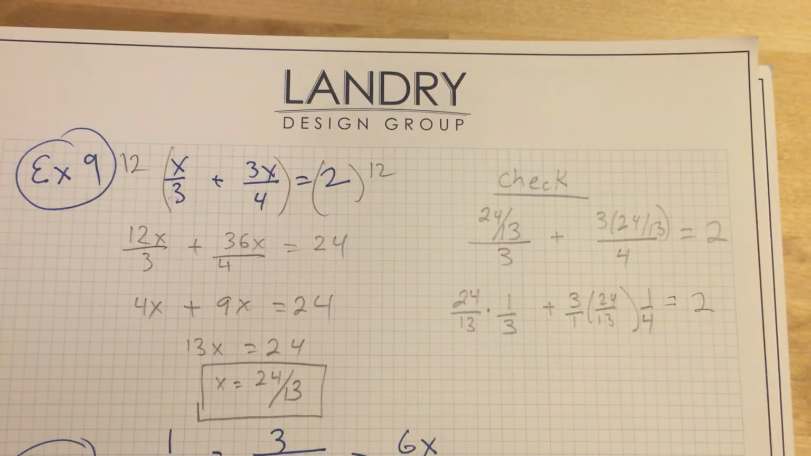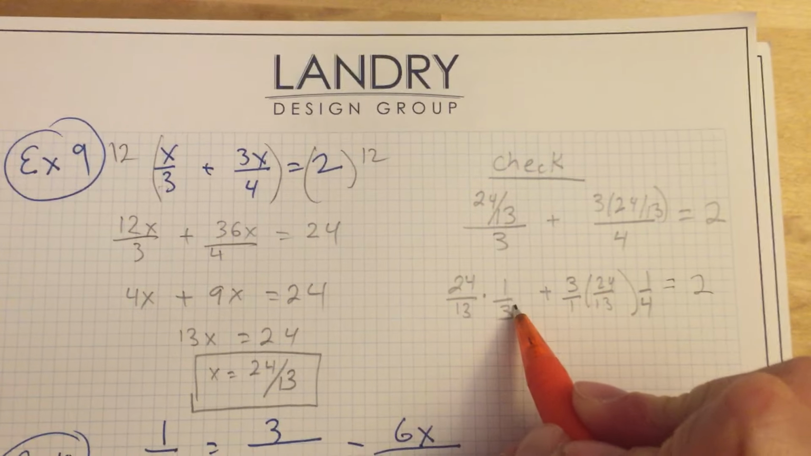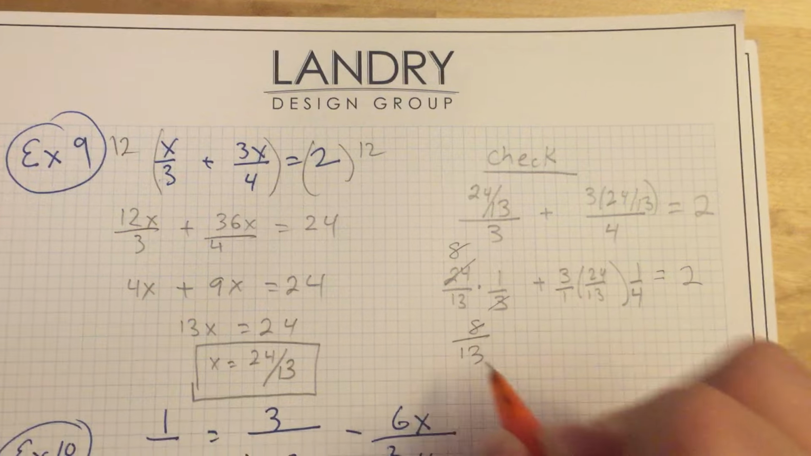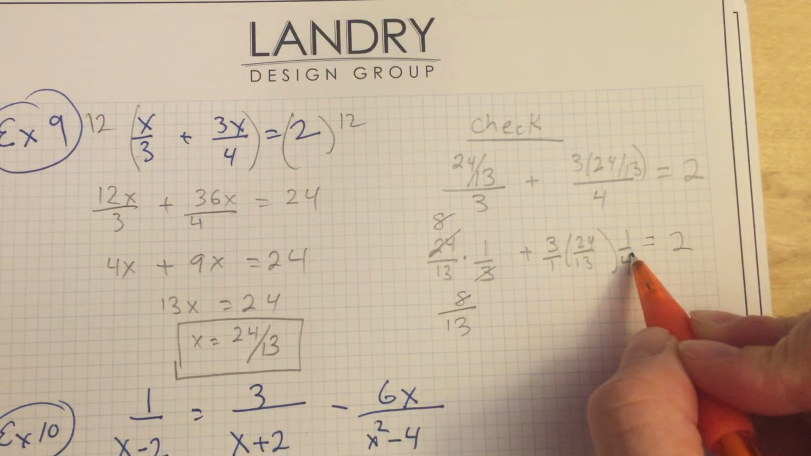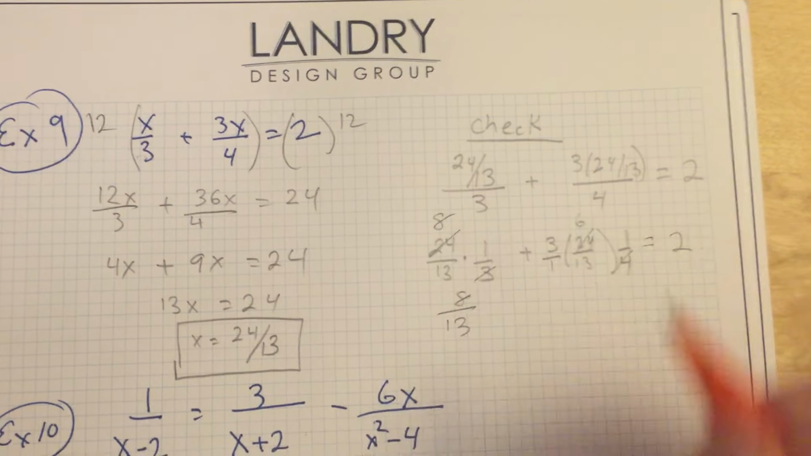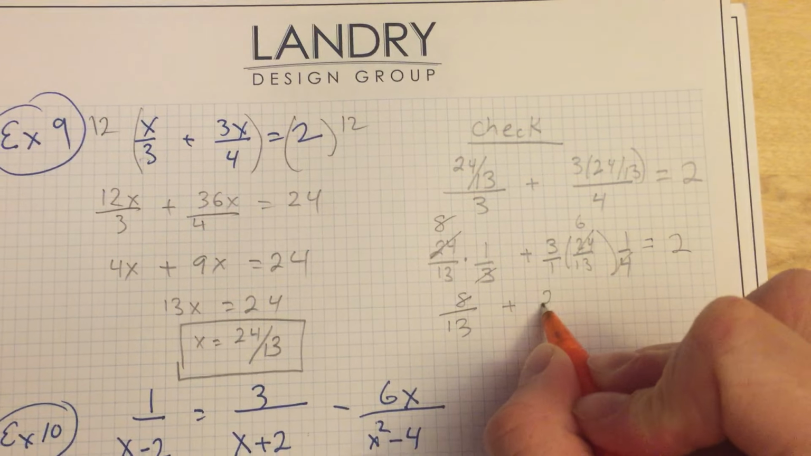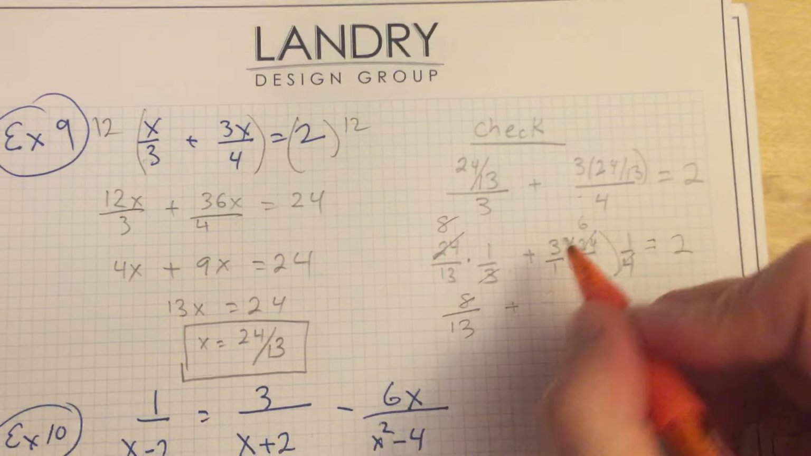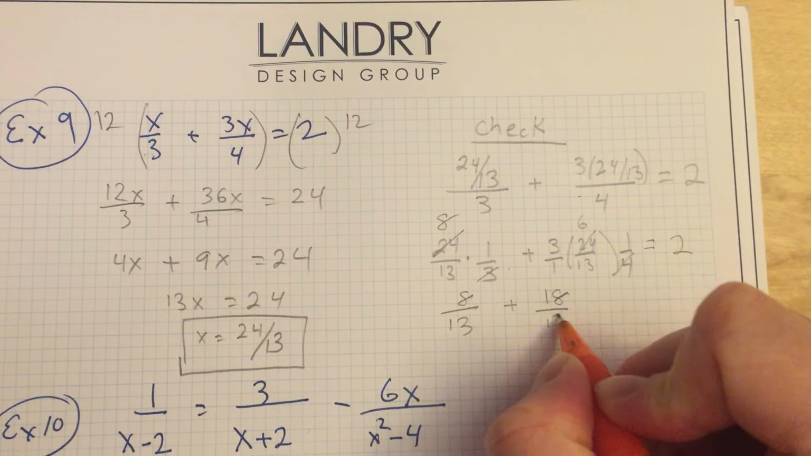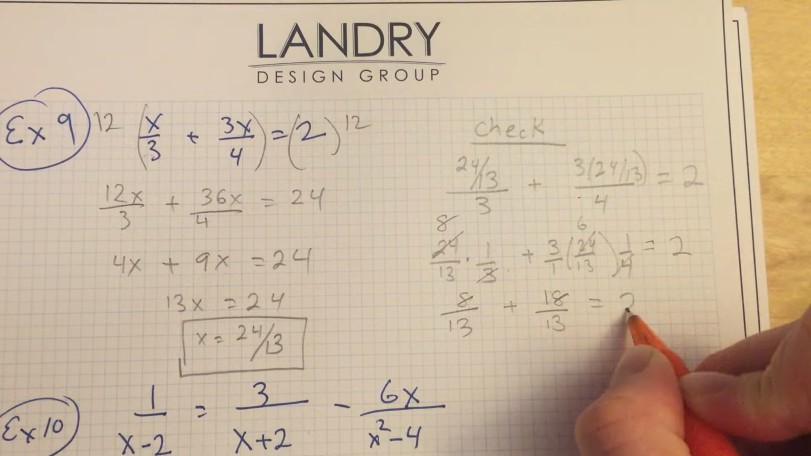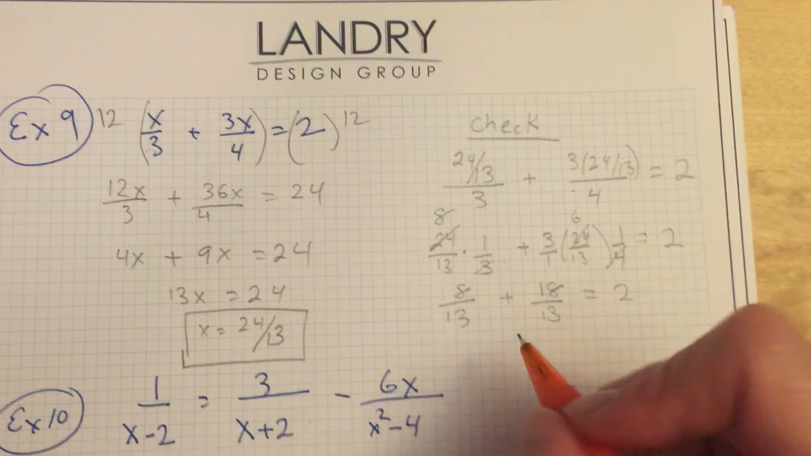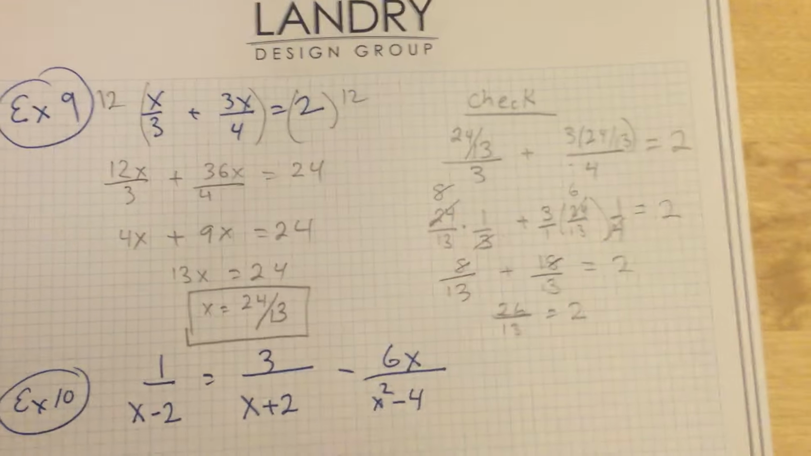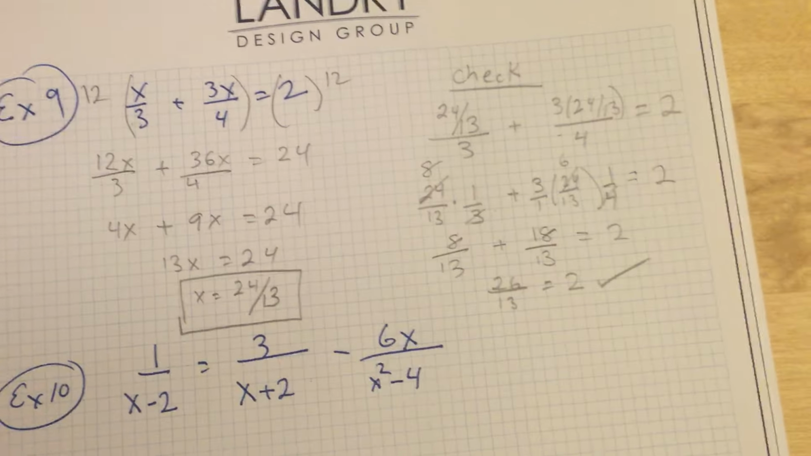And we're equal to 2. Okay. 3 goes into 24 8 times, right? So 8 over 13. And then 4 goes into 24 6 times. So plus, oops, my bad. 6 times 3 is 18 over 13 is equal to 2. So 8 plus 18 is 26 over 13. And 26 over 13 does, in fact, give us 2.